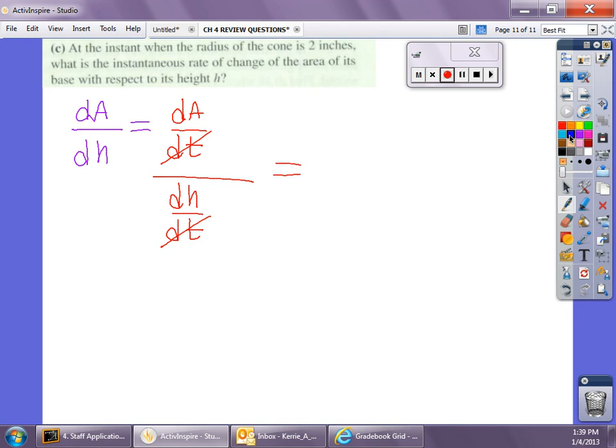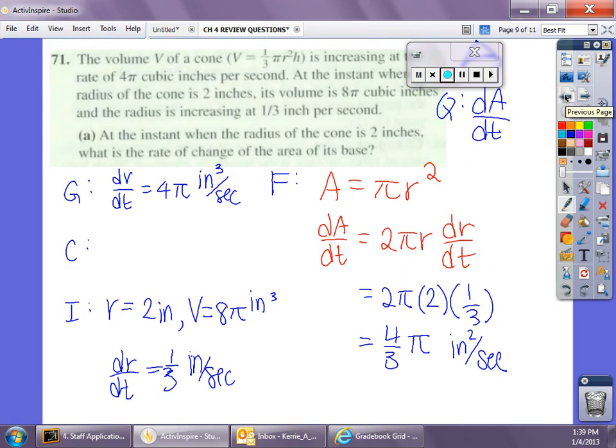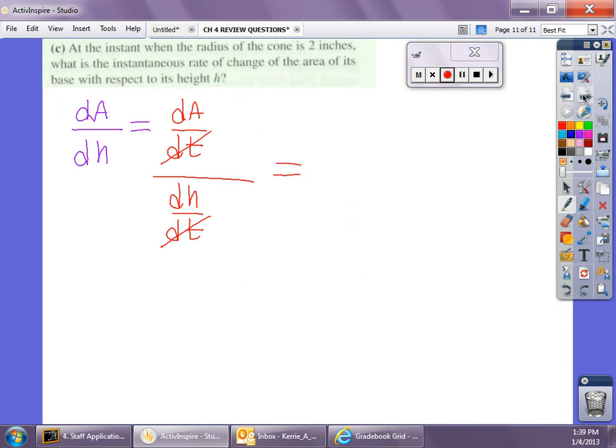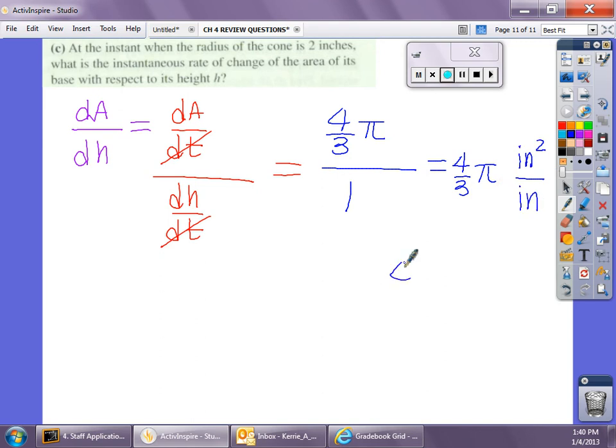Therefore, at that instant, if you remember, we found dA/dt back in part A. I'm going to go back and find that value, which was 4/3 pi. The dH/dt we just found a second ago was 1. Therefore, we end up with still 4/3 pi. The units would be area unit is inches squared, height unit is inches. So really my answer is 4/3 pi inches. There we go.